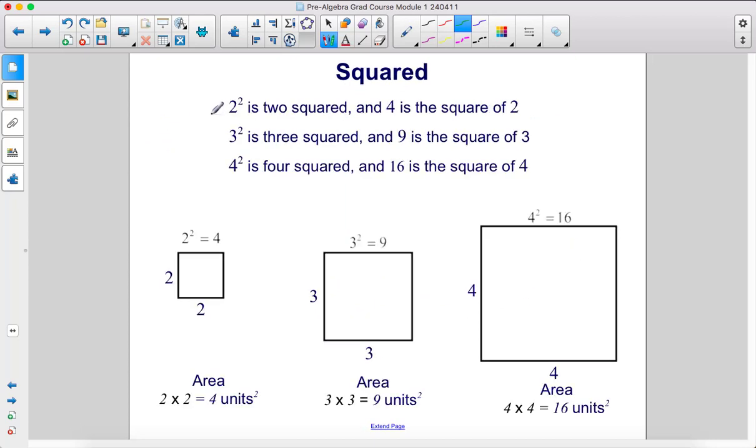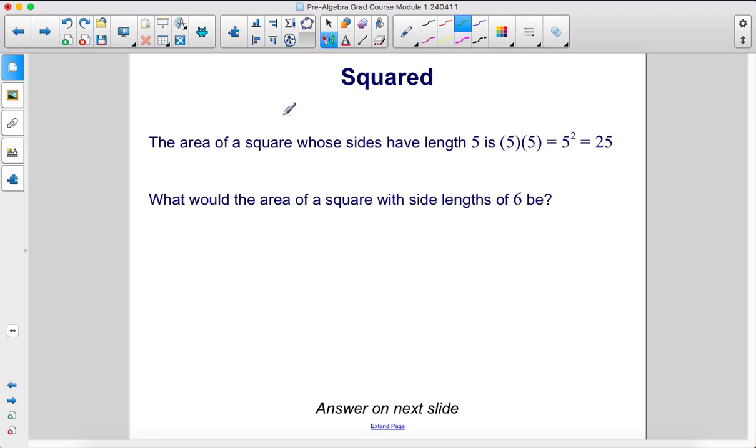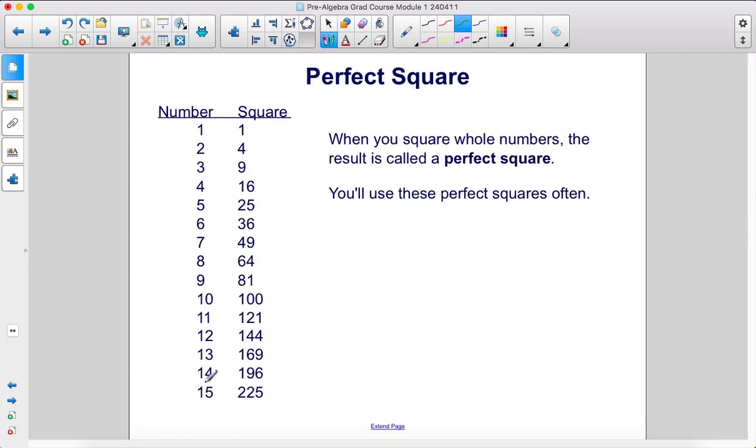2 to the 2nd power is 2 squared, and 4 is the square of 2. 3 to the 2nd power is 3 squared, and 9 is the square of 3. 4 to the 2nd power is 4 squared, and 16 is the square of 4. The area of a square whose sides have length 5 is 25. What would be the area of a square with side lengths of 6? 6 squared is 36. When you square whole numbers, the result is called a perfect square. You'll use these perfect squares often.